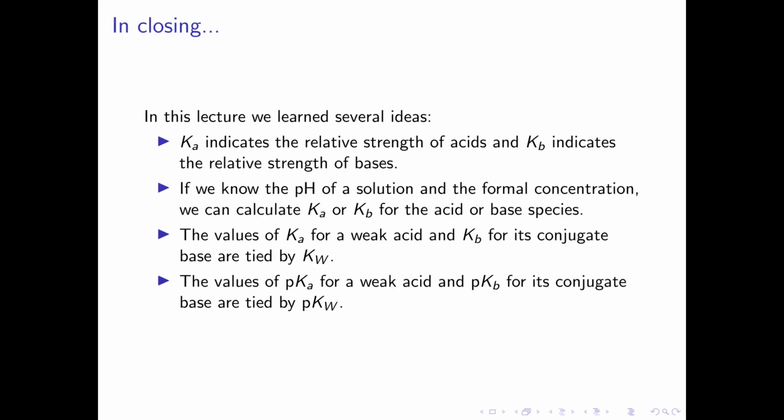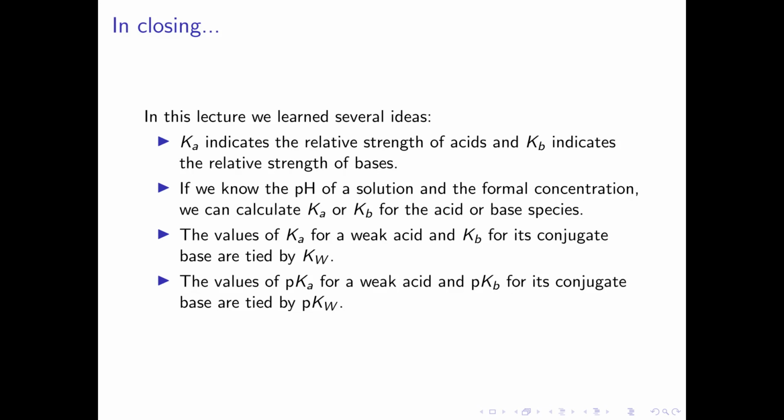This concludes the lecture on the relationship between Ka and Kb. There are several important ideas that we learned during this lecture. First, Ka indicates the relative strength of acids, while Kb indicates the relative strength of bases. Second, if we know the pH of a solution and the formal concentration of the species, we can calculate Ka or Kb for the acid or base species present.